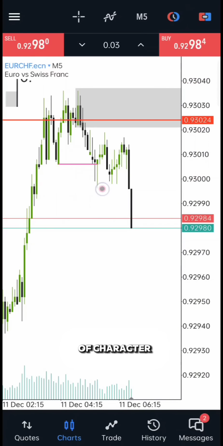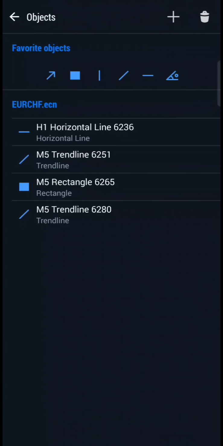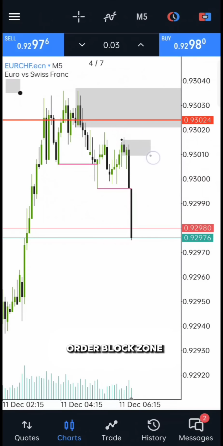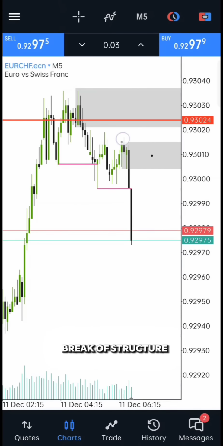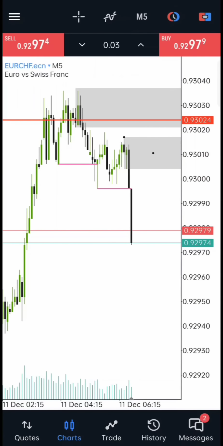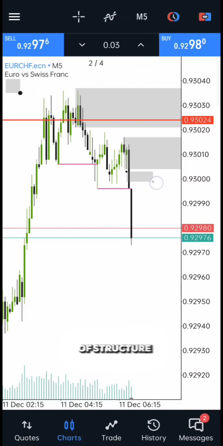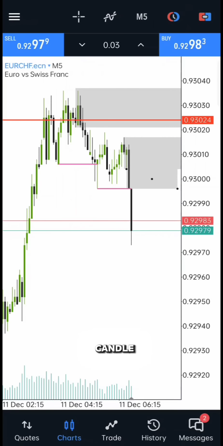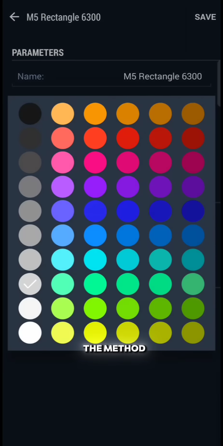After a change of character, the market broke another lower low, resulting in a break of structure. And here is our most recent order block zone responsible for the break of structure. And this break of structure shows up with a large imbalance candle. This is included as well in the method.